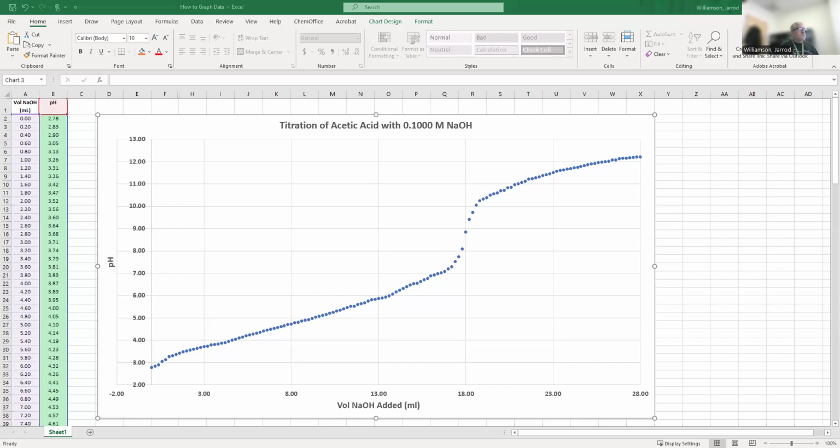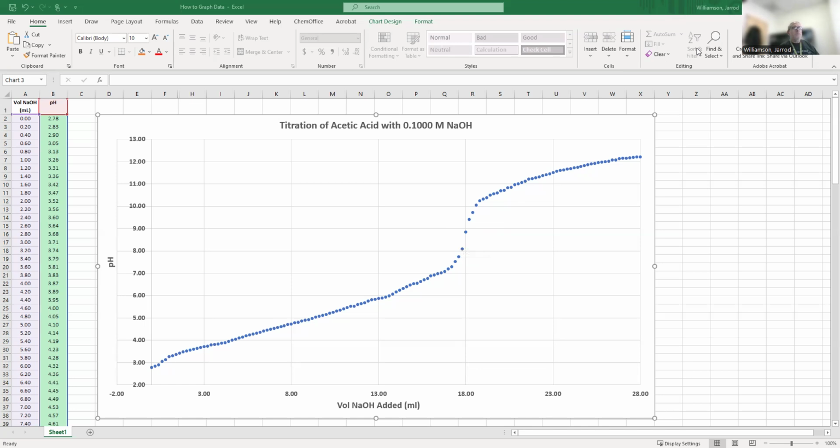Okay, this is Dr. Williamson, and here we have the titration data of acetic acid with sodium hydroxide. One of the purposes of this titration data was to get the equivalence point, which is right in this region here, so we could find the endpoint of the titration.